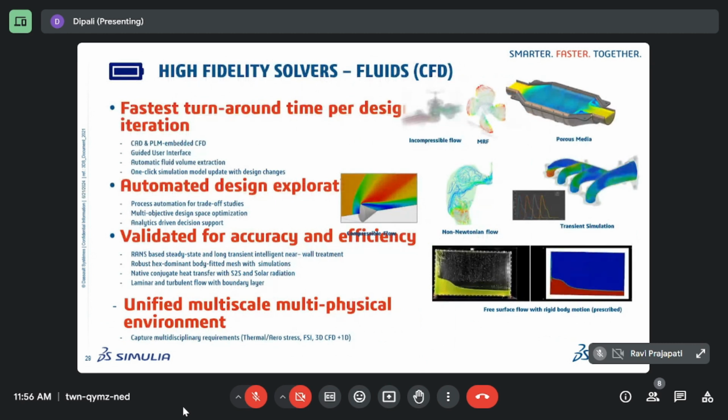These are the advantages of our high-fidelity solvers used in the fluid dynamics engineer role, which privilege you to automate design exploration, and validate for accuracy and efficiency. Okay, now let's see the various capabilities of the fluid dynamics engineer with the help of this video.